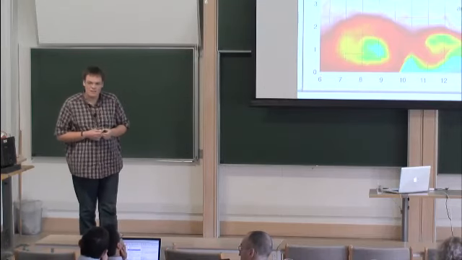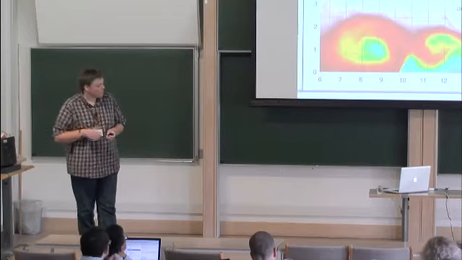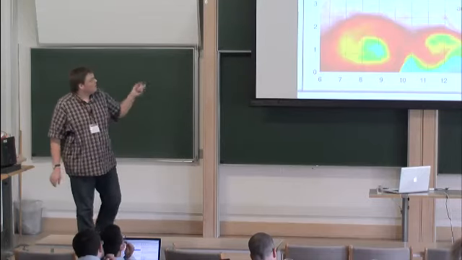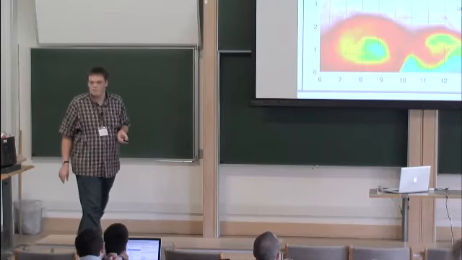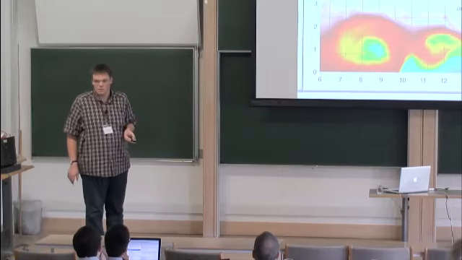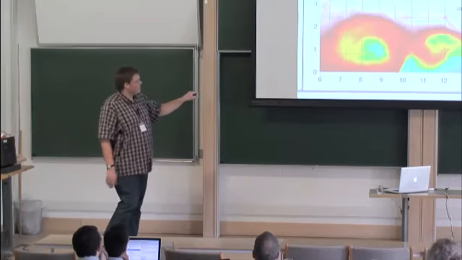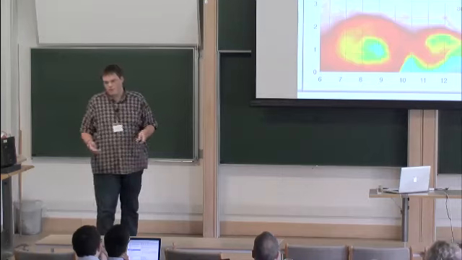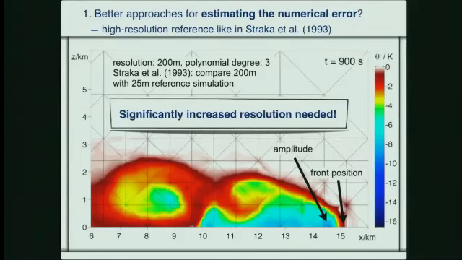I'm curious, how did you compare two different grids, like the 200 meter with the 25 meter? In this comparison, these quantities are compared. Is it a point-to-point comparison? In this comparison, total quantities like, for example, amplitude are compared.